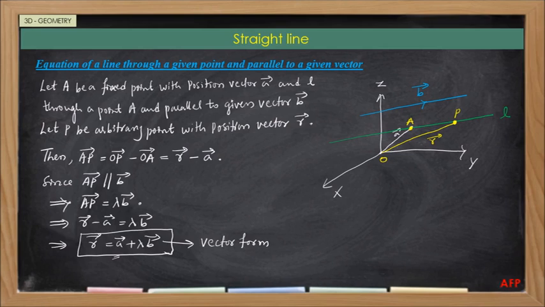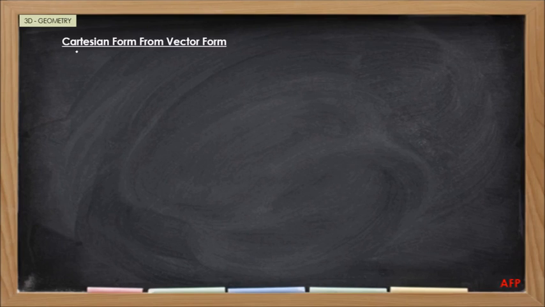Vector form of a straight line passing through a given point and parallel to a given vector. Okay, so this is what we are having. Now in the next case we will see the Cartesian form from the vector form. To derive the Cartesian form, let us take point A with coordinates x1, y1, z1. The coordinates of point P, a general point, we will take as x, y, z.